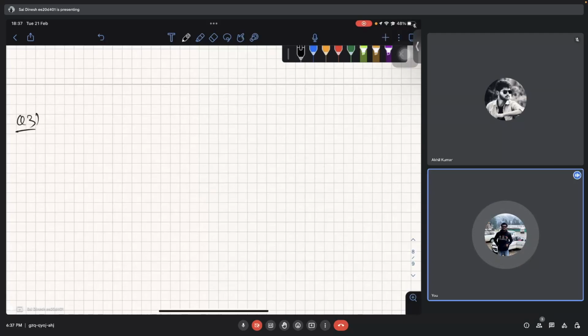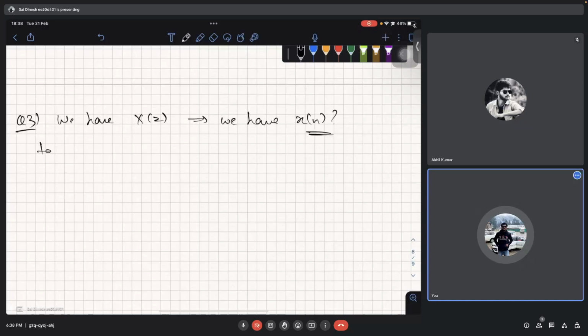See question 3. Now, is the algebraic expression of x of z sufficient to determine the corresponding time domain sequence? We have x of z, does it imply we have x of n? So take an example.